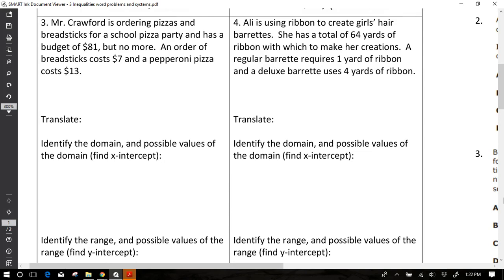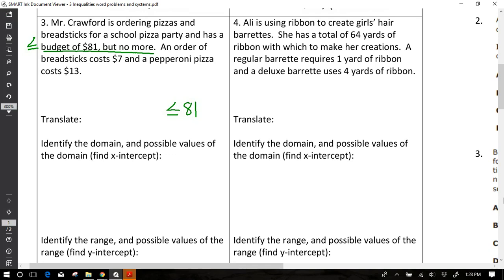Mrs. Crawford is ordering pizzas and breadsticks for the school birthday party, and she has a budget of $81, but no more than that. An order of breadsticks costs $7 and a pepperoni pizza costs $13. So I'm going to stop right there, and my job is to do the translating. So I know that she has a budget of $81, but no more than that. So that's going to be less than or equal to 81. So let's go ahead and put that less than or equal to $81. Okay.